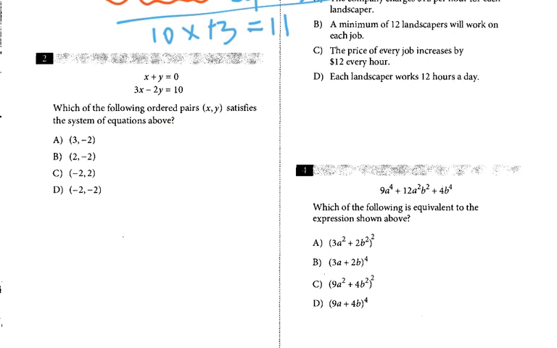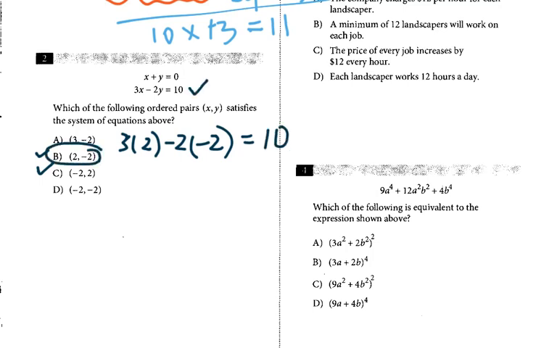For the second one, the easiest way is plugging in, because you cannot use a calculator. Plug in x plus y equal to 0, then it will be like B and A, C. Then I plug in B: 3 times 2 minus 2 times negative 2. It's equal to 10. That's why this is good, so B will be your answer. If you do the normal way, such as substitution or elimination, to solve this system of equations, it will waste time.